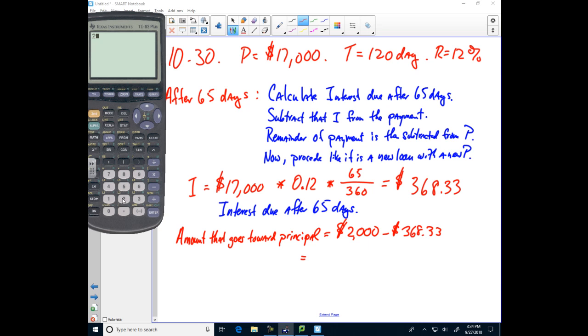Okay, so that's what we're going to do right now. So 2,000 minus 368.33. So of Sean's $2,000 payment, $1,631.67 is now going to be put toward the amount he originally borrowed, the principal. Okay? So here's what we're going to do with that.